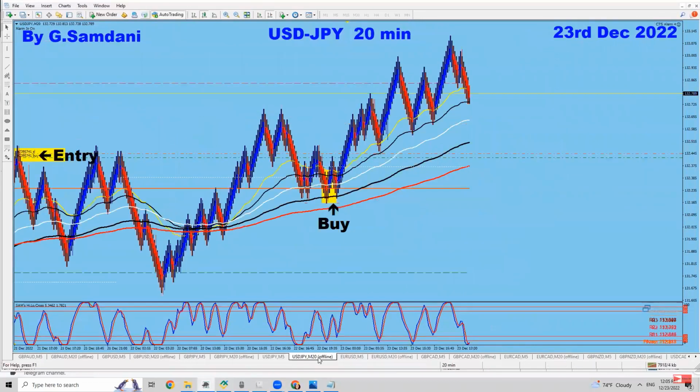USD yen, I just showed you a little while ago that I had taken this one at the opening of the Tokyo session, right? 6 o'clock p.m. And then from there it's gone up, and it is like 40 pip now, positive, right? So I'm gonna let it run and see what happens.